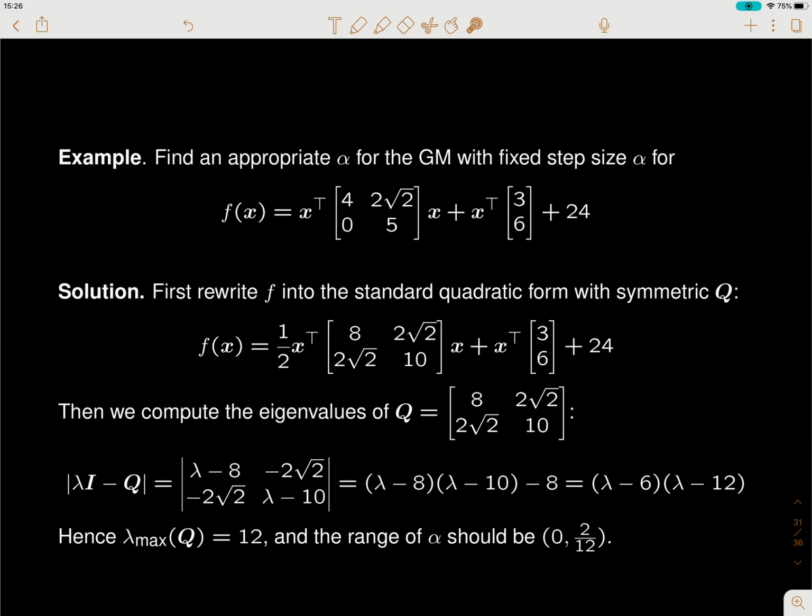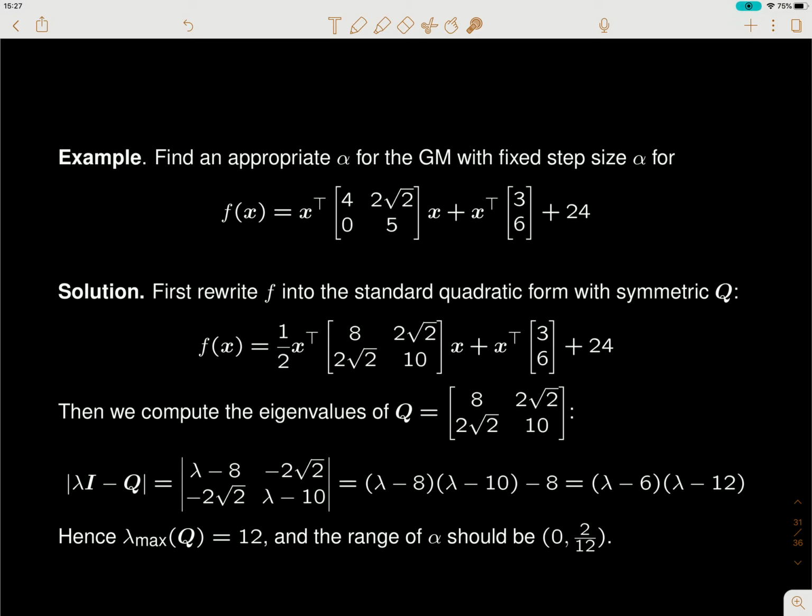We said that if we want the gradient method with a constant step size to converge, then the step size alpha has to be chosen between 0 and 2 over the largest eigenvalue, lambda max of Q. So Q is this, and then we just need to figure out what the eigenvalues of Q are, and choose the largest one.